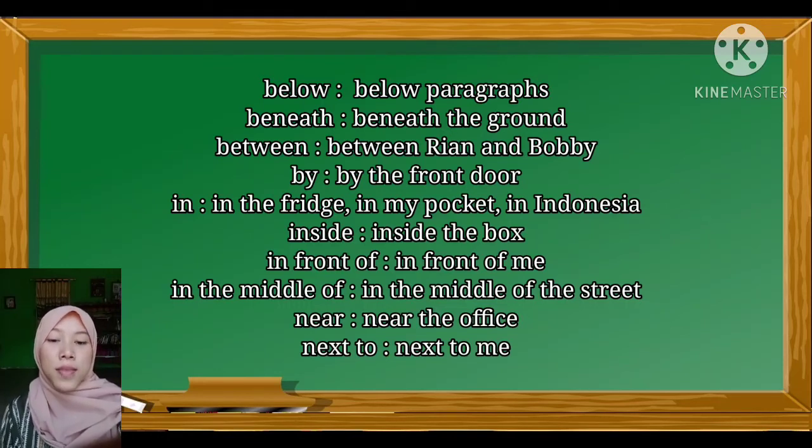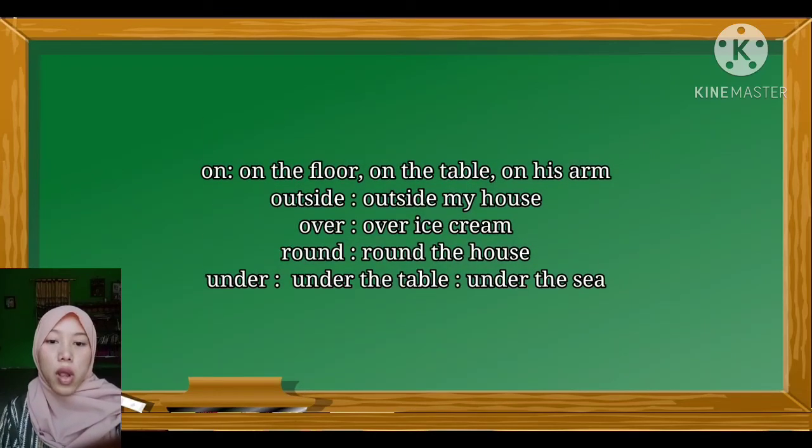Between Rian and Bobby, by the front door, in my pocket, in the fridge, in Indonesia, inside the box, in front of me, in the middle of the street, next to me, on the floor, on the table, on his arm, outside my house, over, under the table, under the sea.